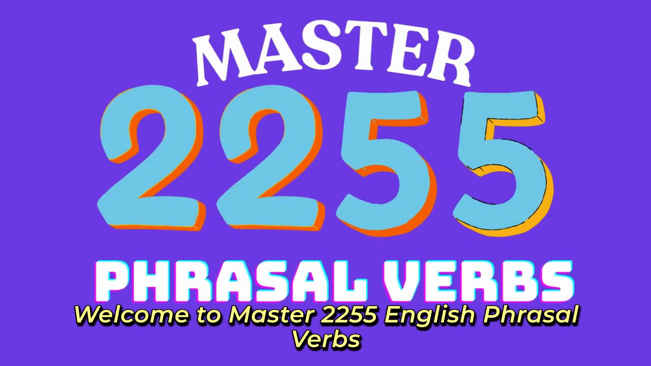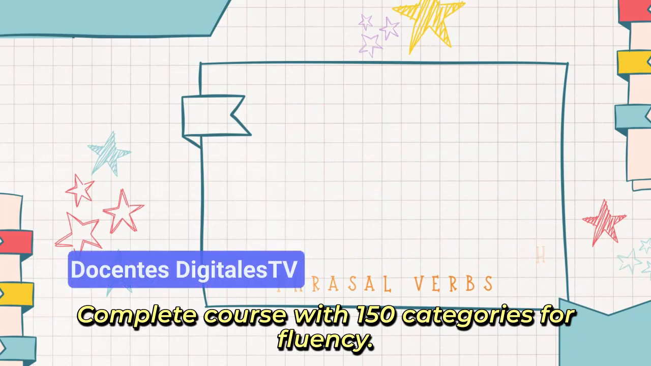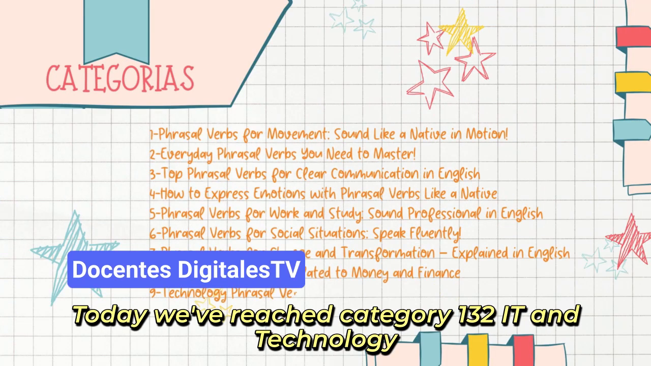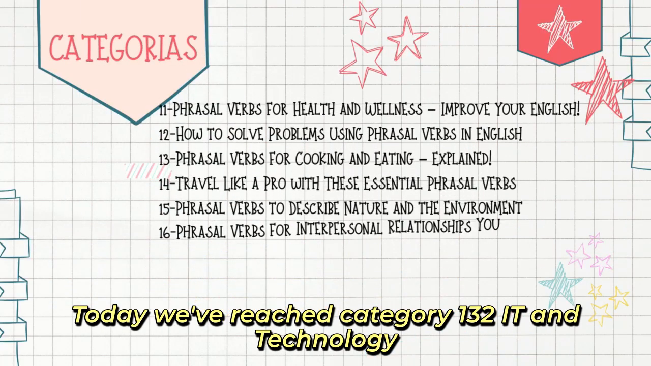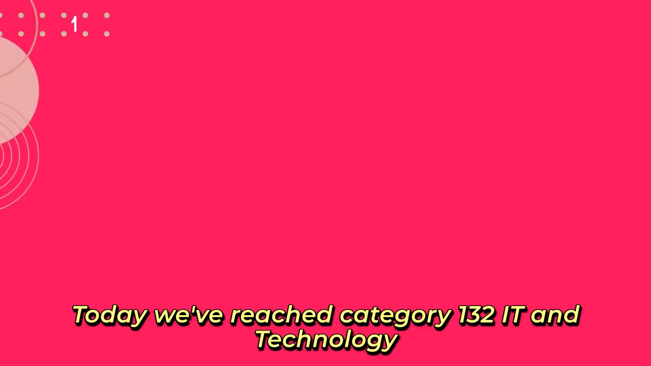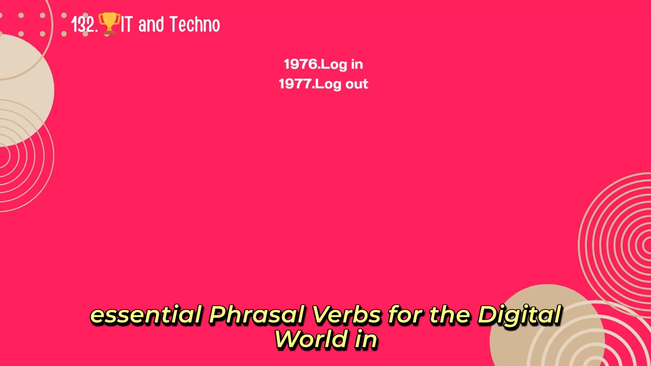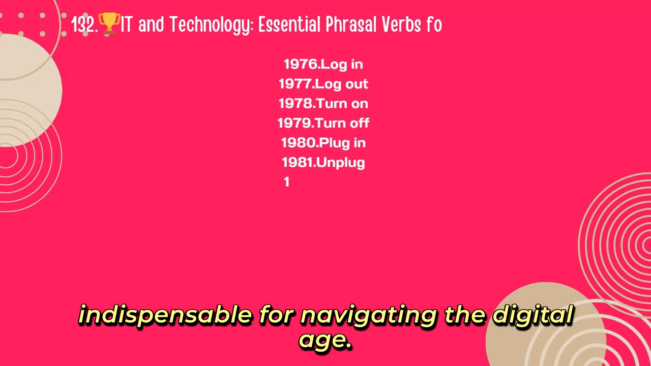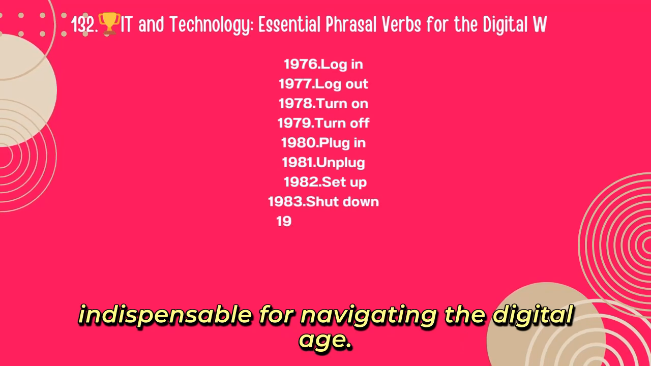2255 English Phrasal Verbs, complete course with 150 categories for fluency. Today, we've reached category 132, IT and Technology, essential phrasal verbs for the digital world. In this lesson, we'll explore phrasal verbs that are indispensable for navigating the digital age.